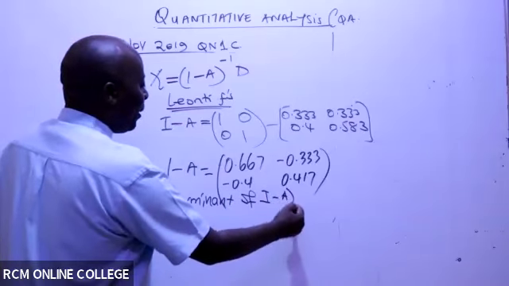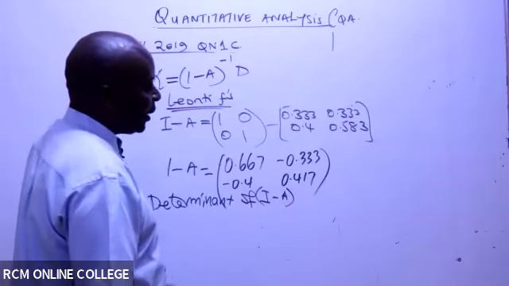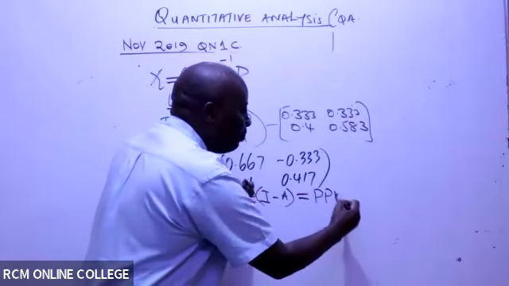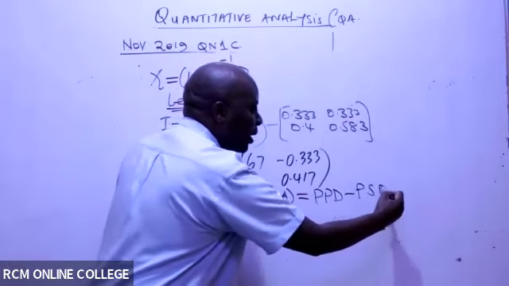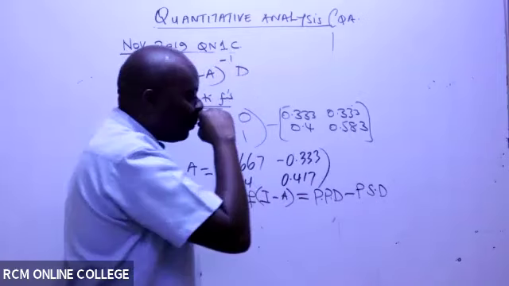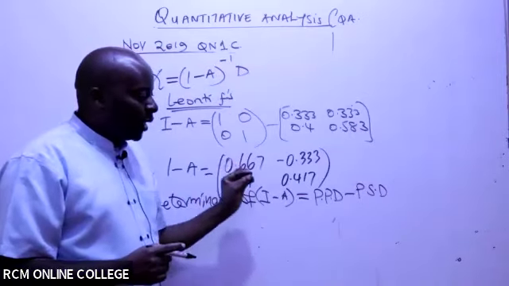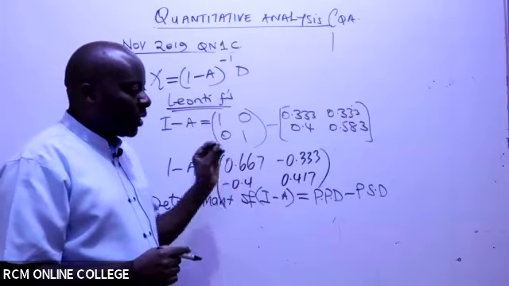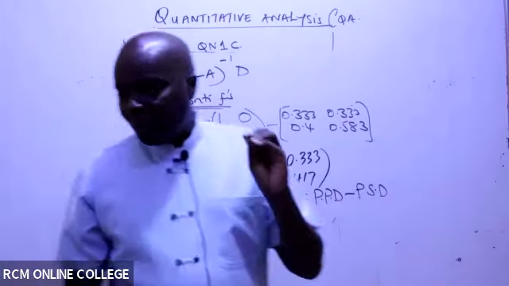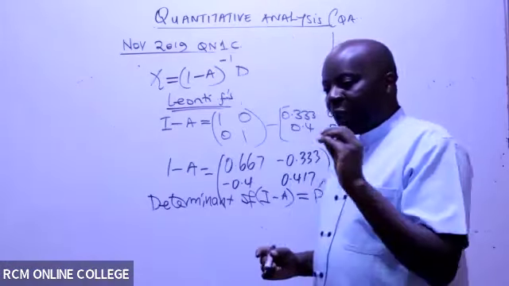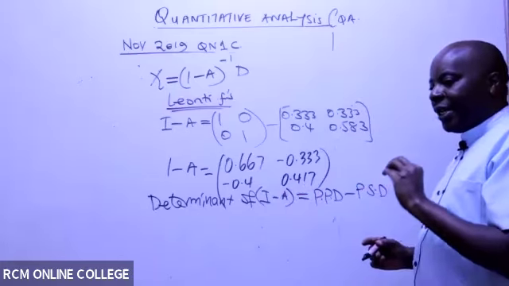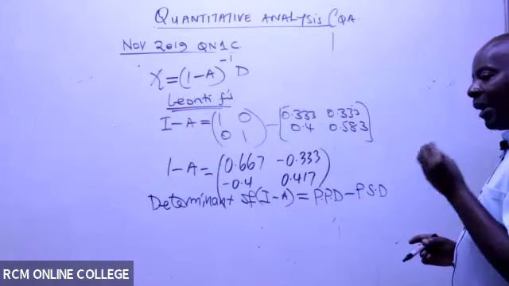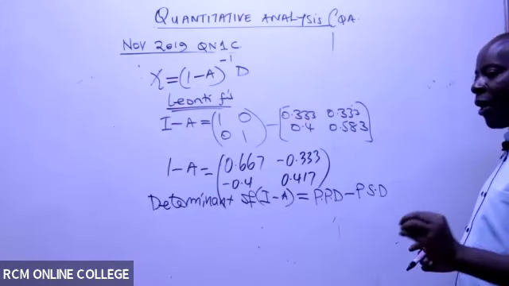Is there somebody who remembers the formula of getting determinant? Oh yes. To get determinant, we normally take PPD minus PSD. Determinant equals product of primary diagonal minus product of secondary diagonal. Please write like that.